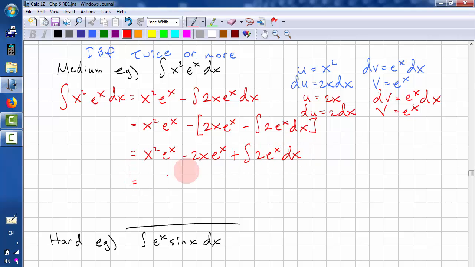This is simple to integrate, so we'll just do that. And that's just 2 e to the x. And don't forget your plus c. Again, we can factor out an e to the x if you like. That leaves us with x squared minus 2x plus 2 plus c.